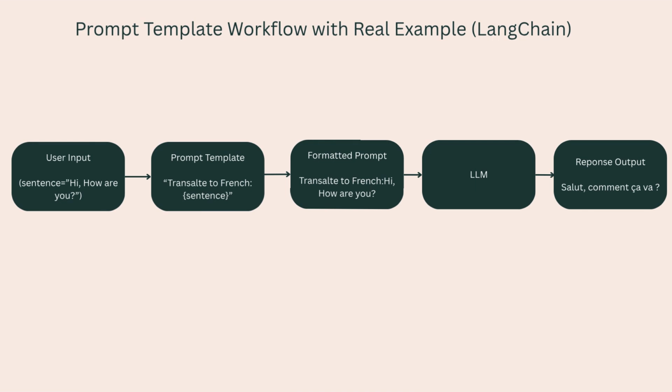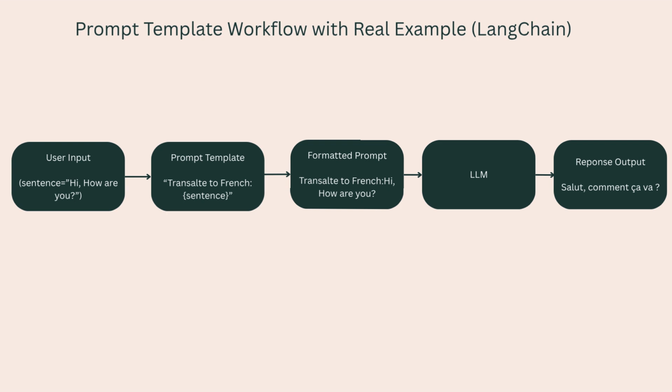So let's see an example. In this example, this is the workflow for translating a sentence into a different language. In the workflow we have 5 stages. First is user input. In user input the sentence will be, hi, how are you? And the next one is a prompt template. In the prompt template it's translate to French sentence. So we append that user input data into that variable, and after that format this prompt. So the sentence will be translate to French, hi, how are you?